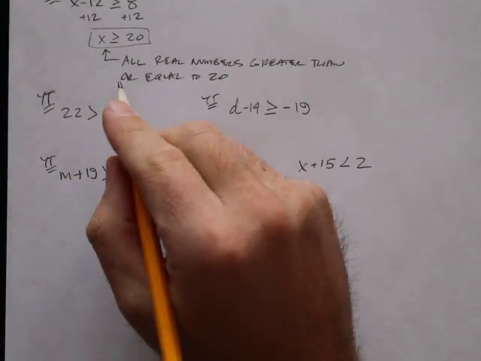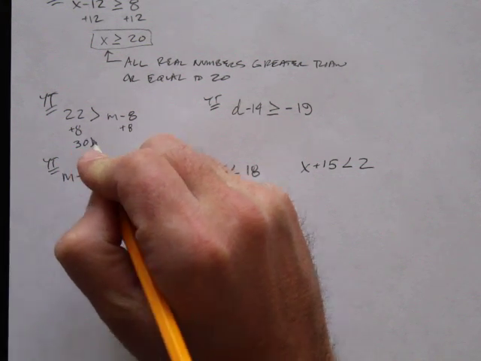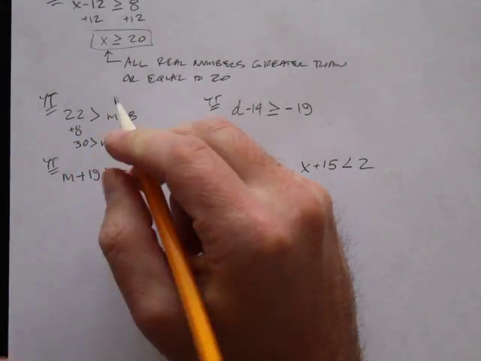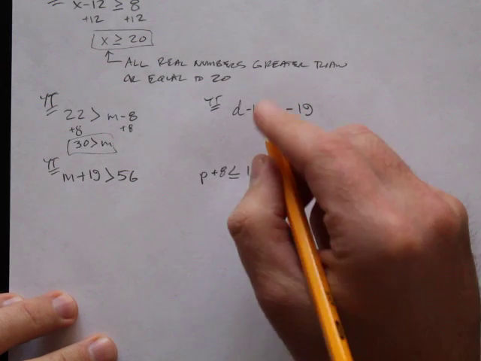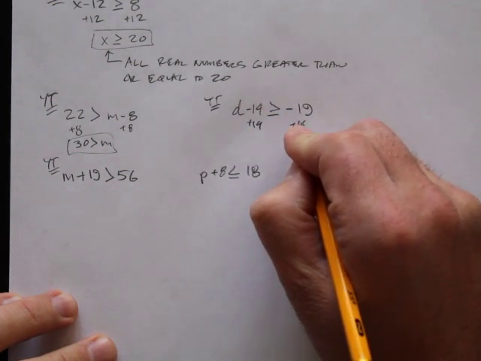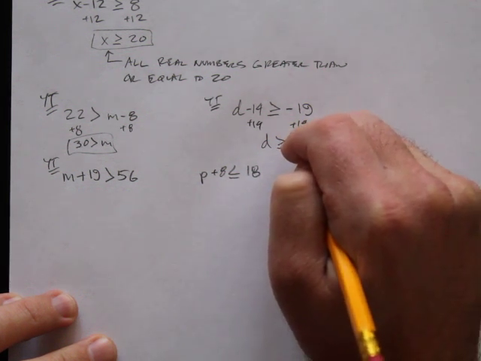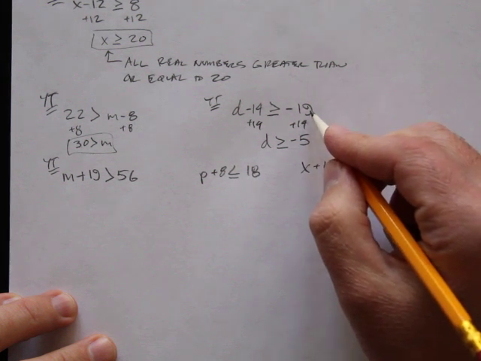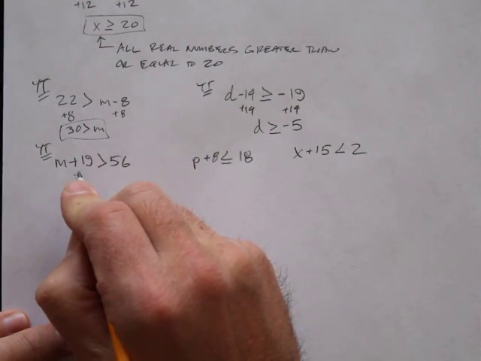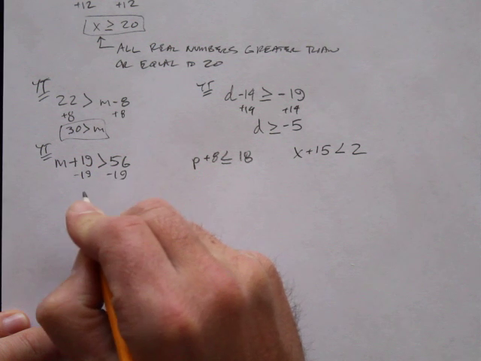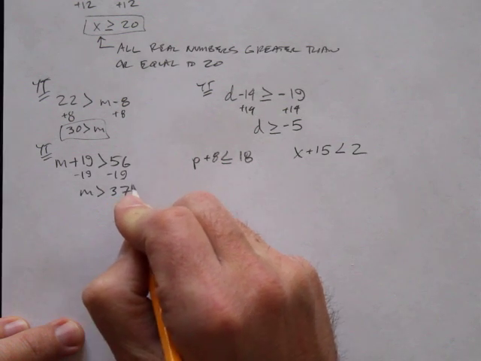All right, let's see how you did. I'm going to add 8 to both sides of this one. I get 30 is greater than m, or m is less than 30. I'm going to add 14 to both sides of this one, and I get d is greater than or equal to negative 5. Positive 14, negative 19, what's left over from those two is negative 5. I'm going to subtract 19 from both sides of this one. m is greater than 56 minus 19, which is 37.